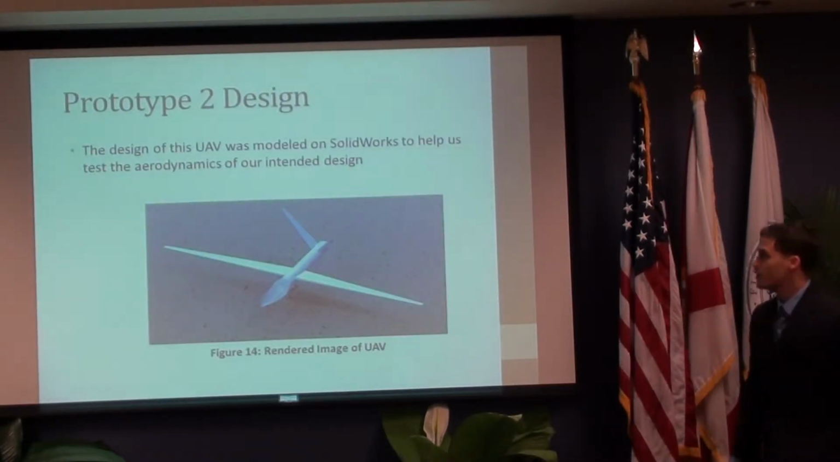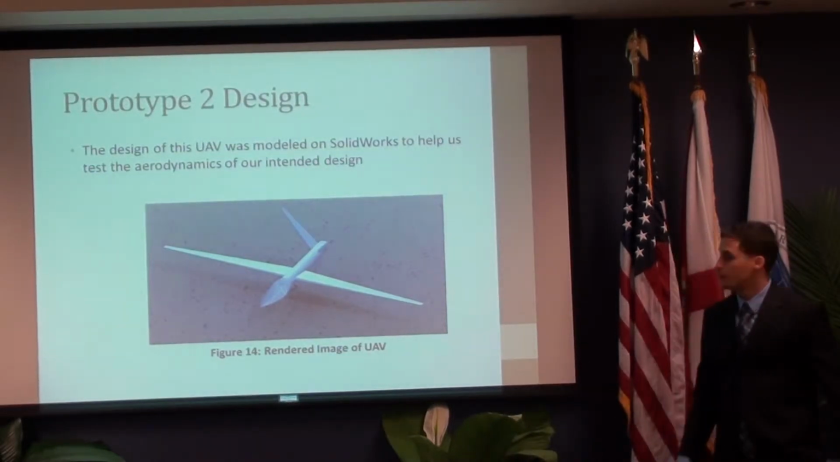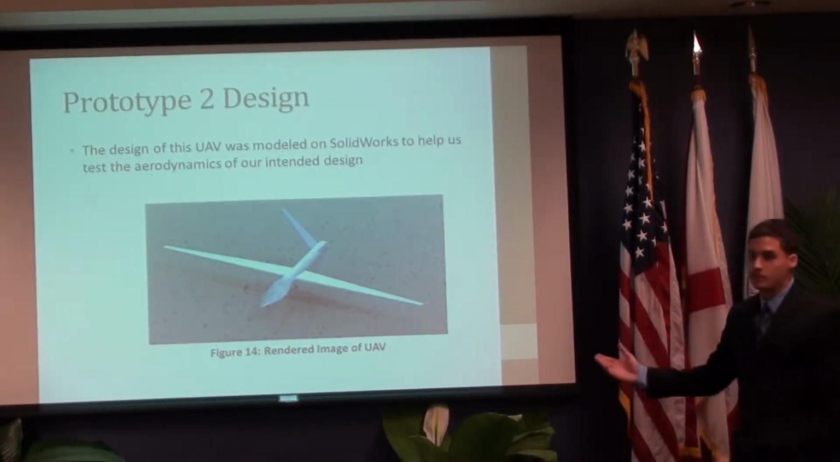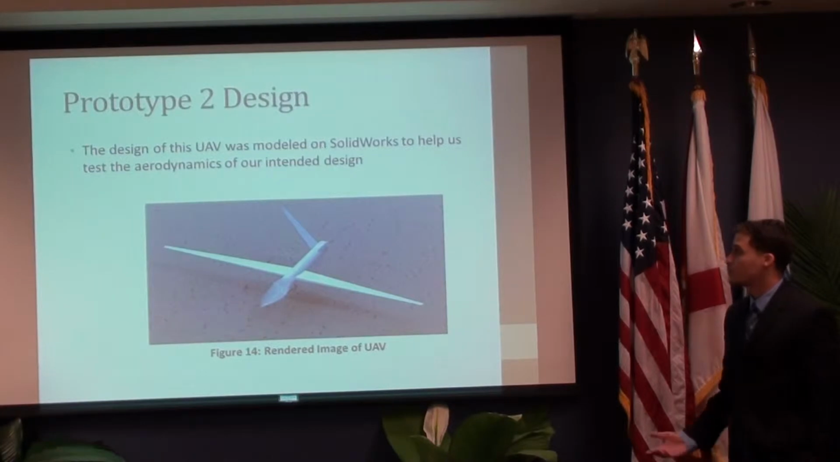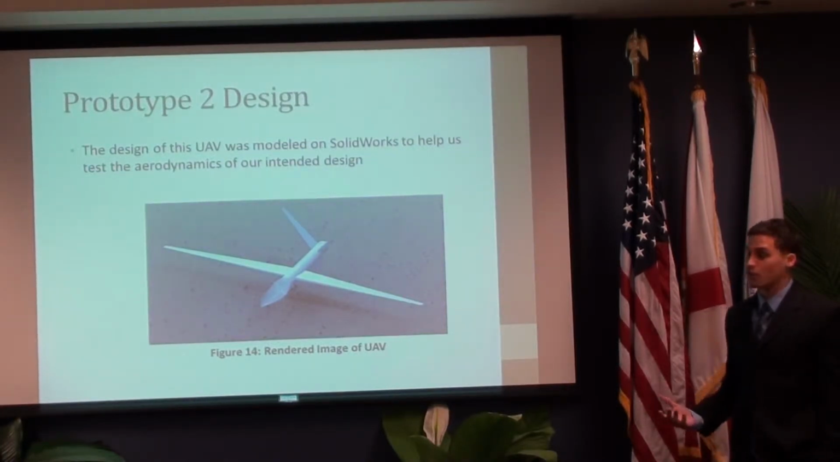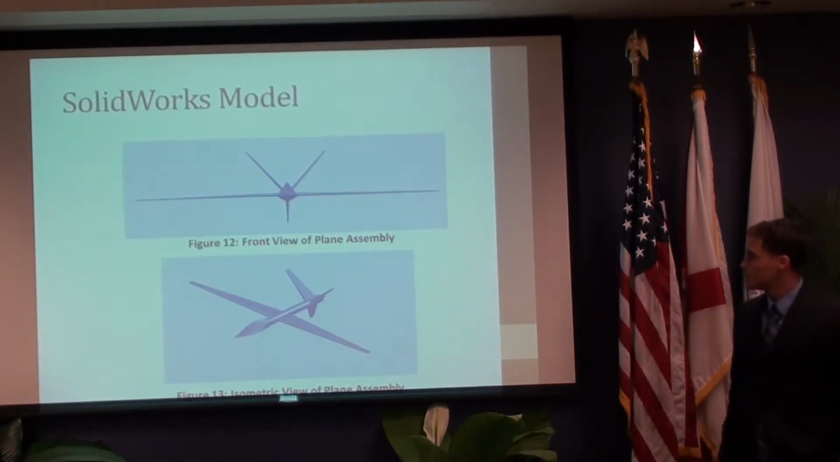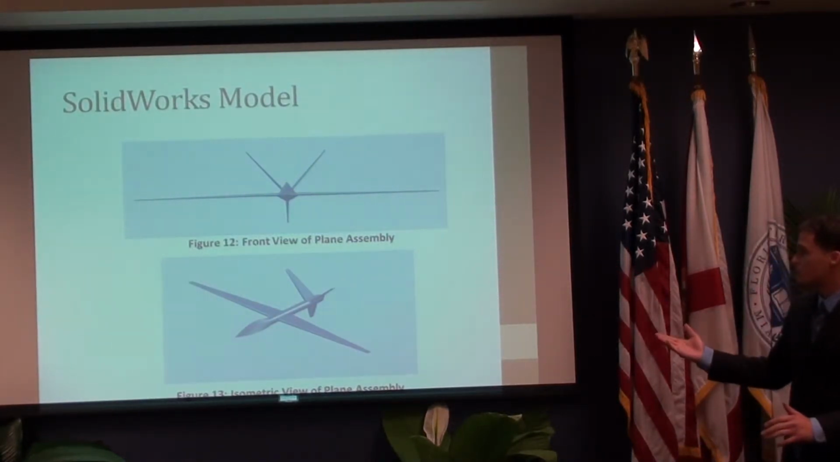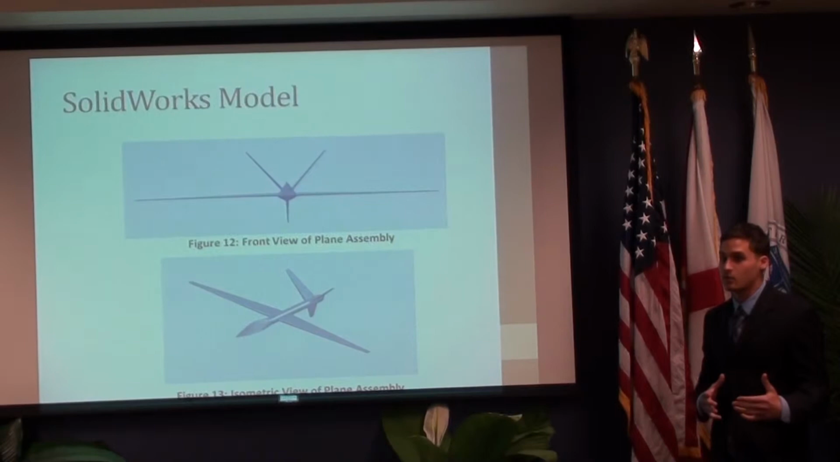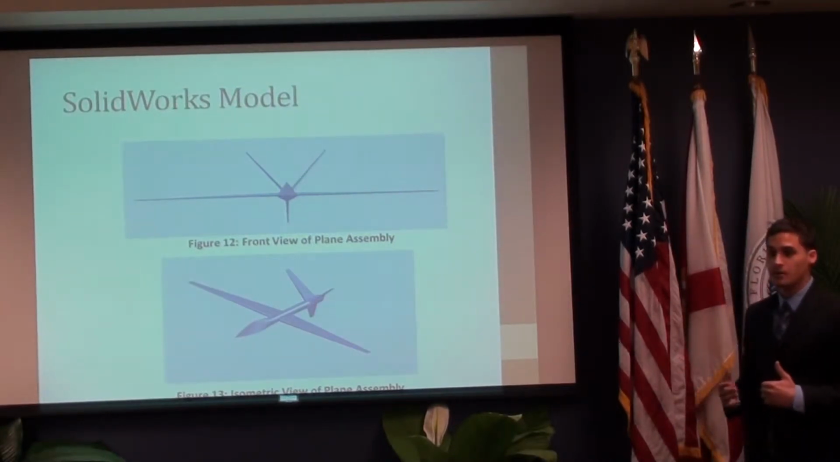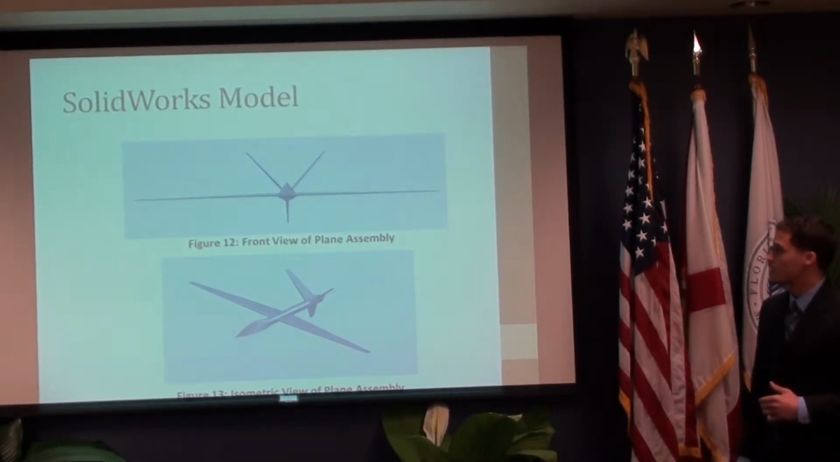All right, thank you, Francisco. As you can see here, this is our design for the second prototype. We constructed this on SolidWorks in order to test aerodynamics of the intended design that we wanted to use. Here's a rendered image of it. You can also see two separate images. One is a front view, and you have an isometric view, so you can get a scale as to the size of the wings that we decided to use, compared with the body itself, and also to get a size for the elevators and the rudder.